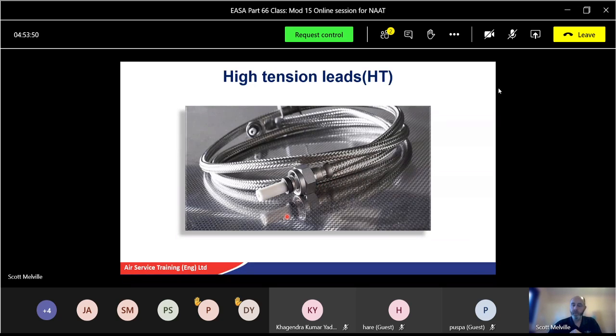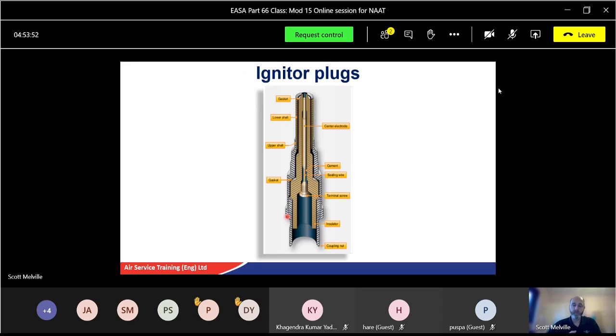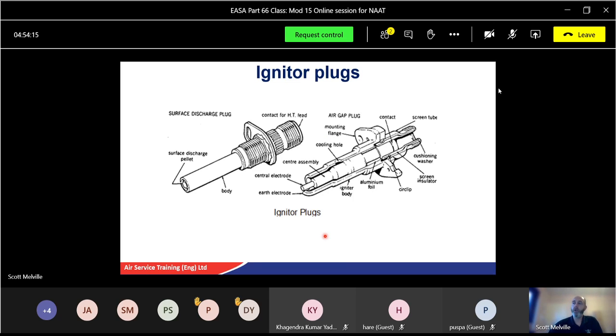Igniter plugs. Again, the two main types I'm looking at are called surface gap, or surface discharge gap, and air gap. Inside an igniter, you'll have your centre electrode, which is your positive, and your outer shell, which will be a negative, some sort of insulator in between, and a coupling nut to join your HT lead on. Here are the two types.